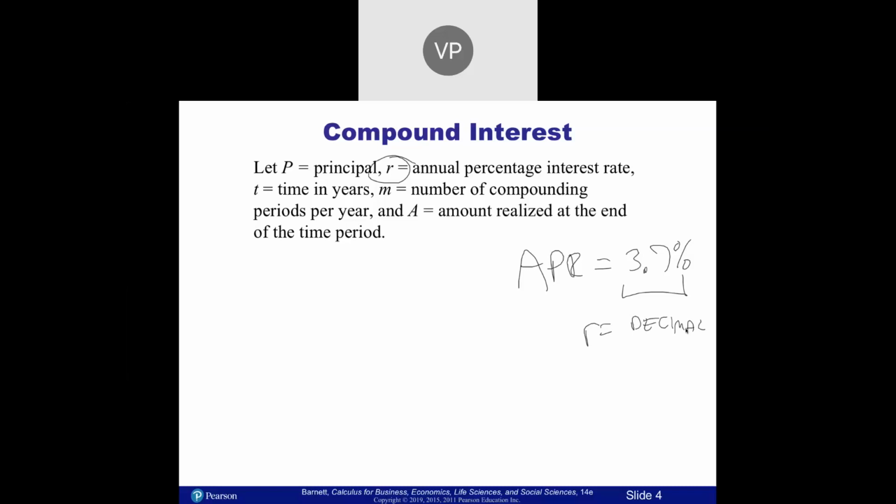Meaning, don't give me a percent. We want to convert this. In this particular case, it's the 0.037. Basically, take your percent, divide it by 100, and you get what that little r is.